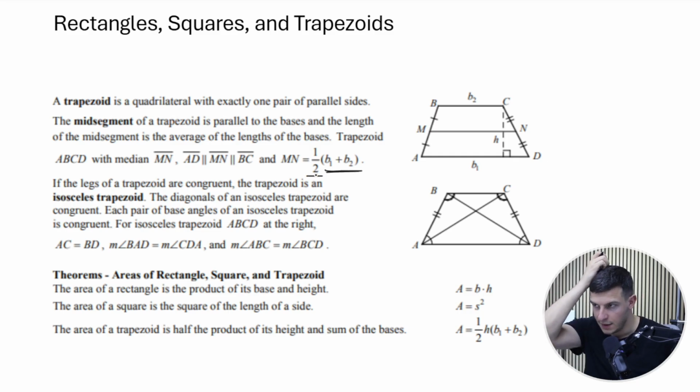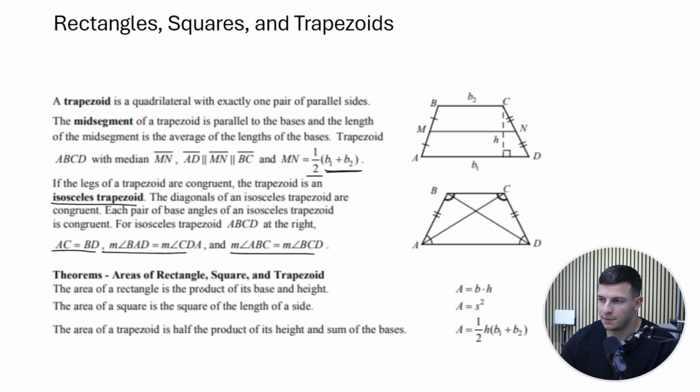Very simple. We can have a trapezoid whose sides are equal, which is an isosceles trapezoid right here. And when they're equal, the angles are equal as well at the top and at the bottom. We have the area of a rectangle, which is a product, okay, we know that. We know the area of a square, and this is the area of a trapezoid. So let's solve some problems.